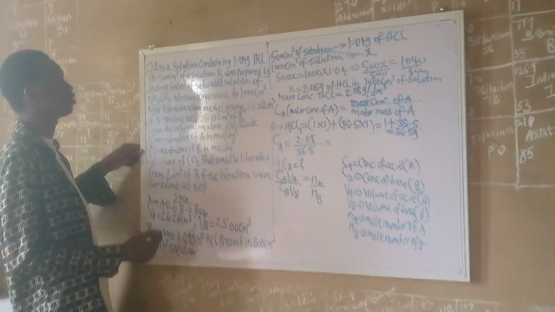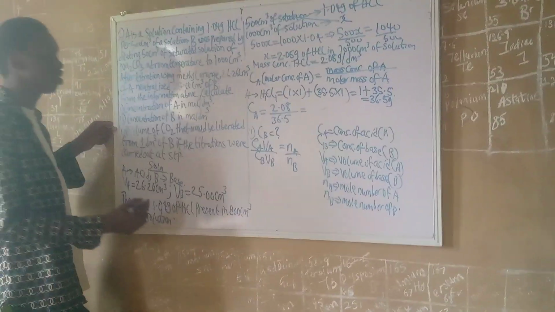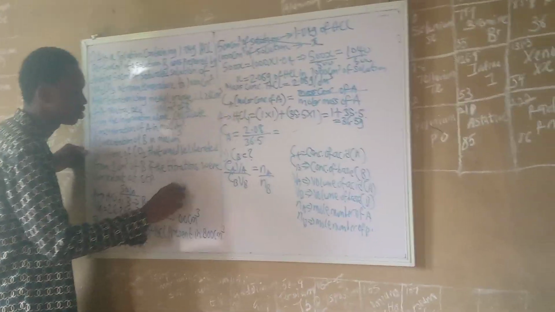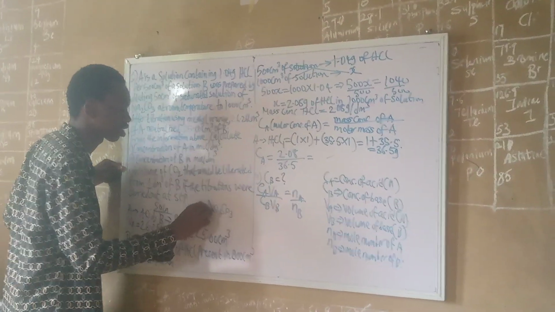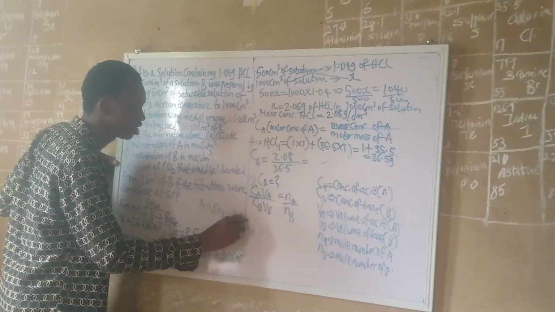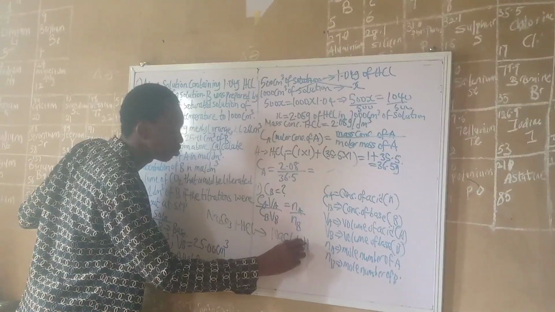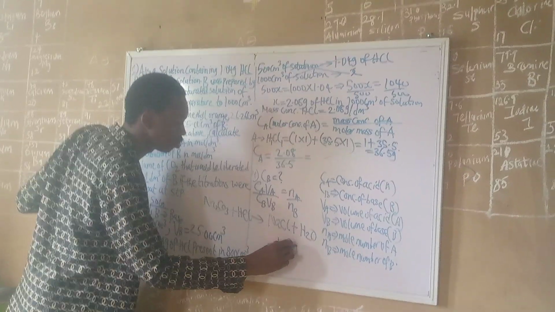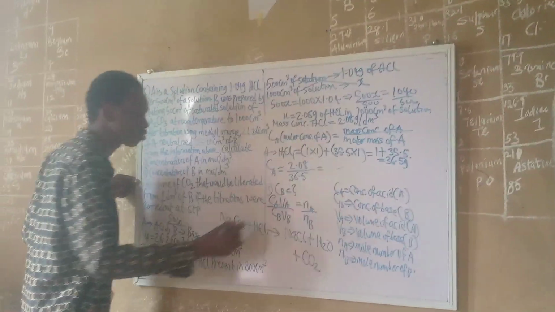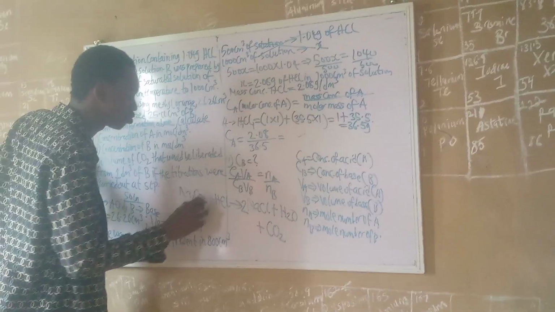So we have a reaction between HCl and sodium carbonate. Na2CO3 plus HCl should equal sodium chloride plus water plus CO2. So balance the equation by putting 2 here and putting 2 here.